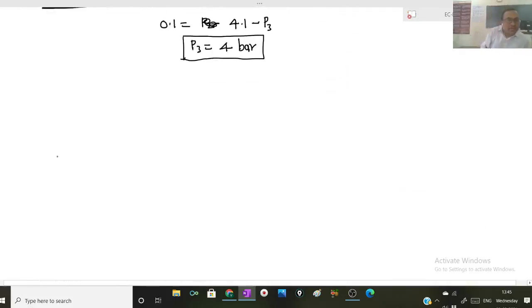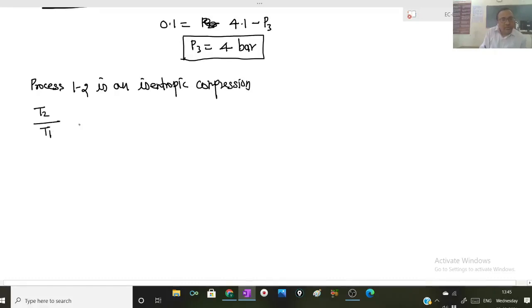Let me consider first. Process 1 to 2 is an isentropic compression. So what does it mean?